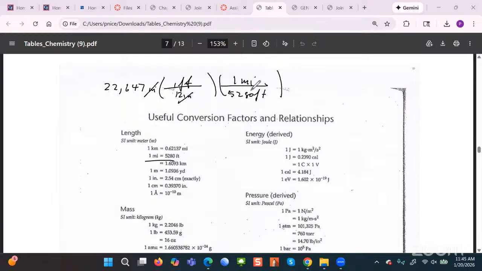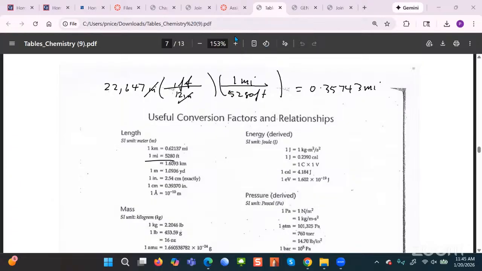22647 divided by 12 divided by 5280. And okay, how many sig figs do I need to round to? 5, right? So that would be equal to 0.35743. And the units here will be miles, right? Okay, any questions on this one? Any questions?